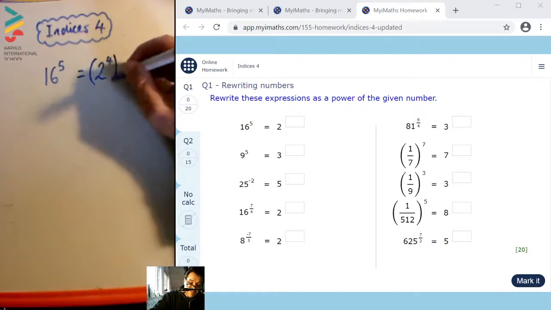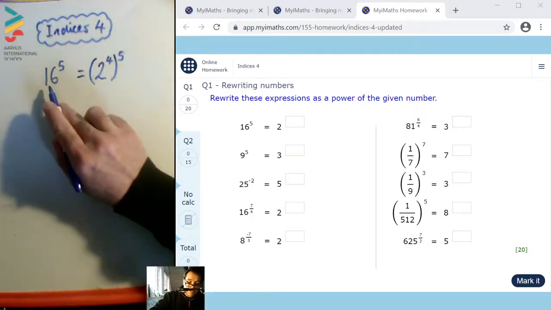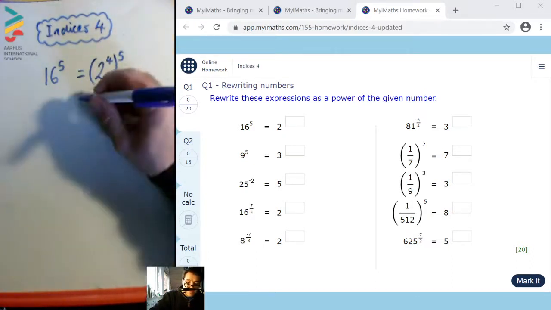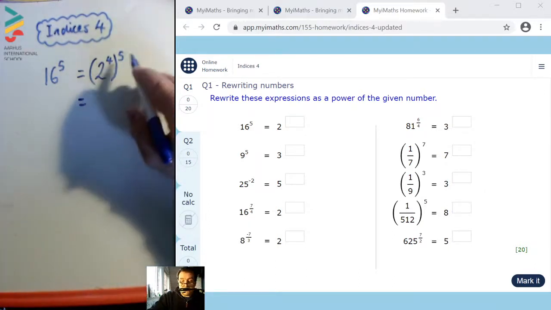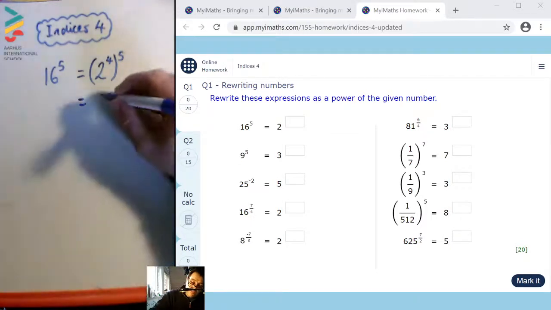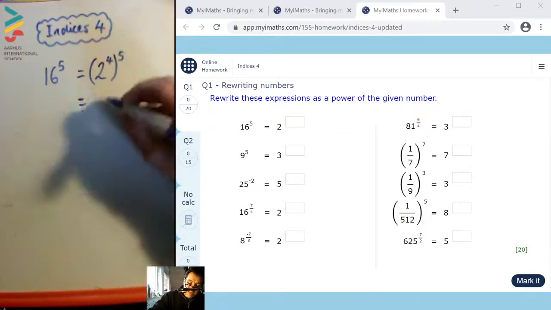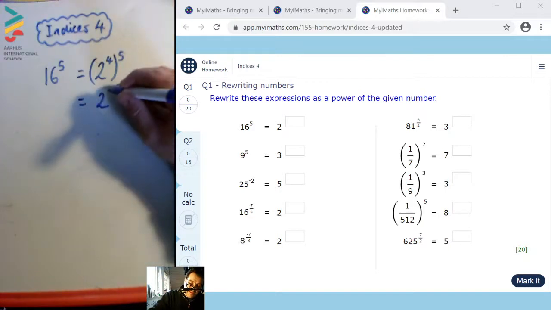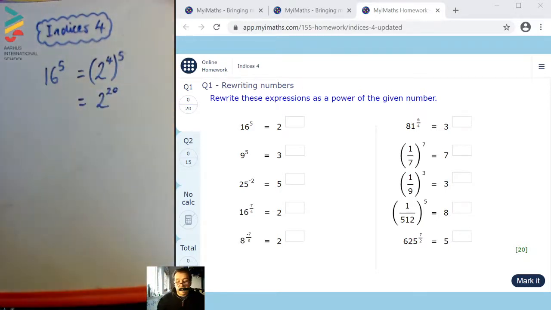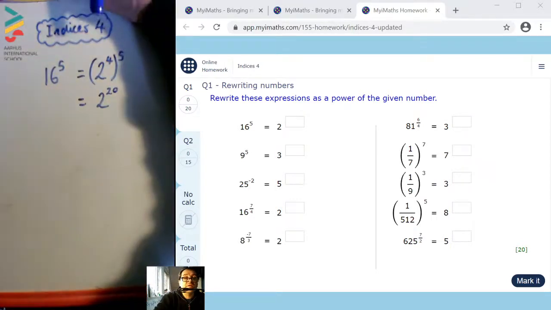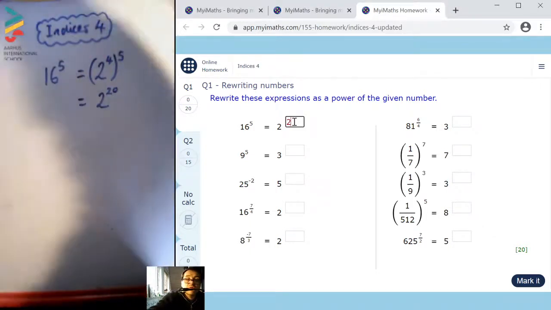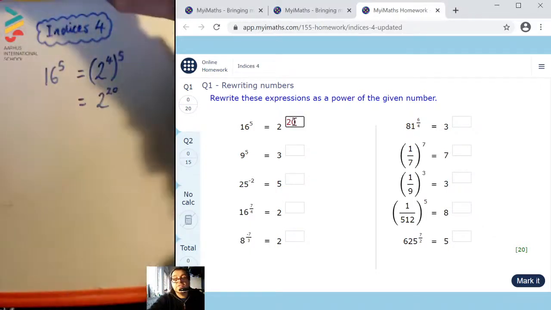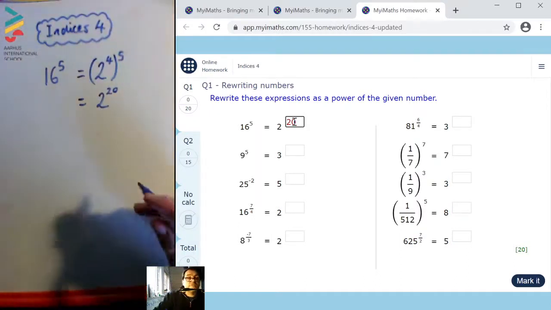So I can replace 16 with 2 to the power of 4, and then I get, instead of 16 to the power of 5, 2 to the power of 4 to the power of 5. And the rule is, when we've got one power raised to another power, that we multiply. So that's the same as 2 to the power of 20, because 4 times 5 makes 20. So I'll just fill that one in on the MyiMaths. 2 to the power of 20. Okay, on to the next one.